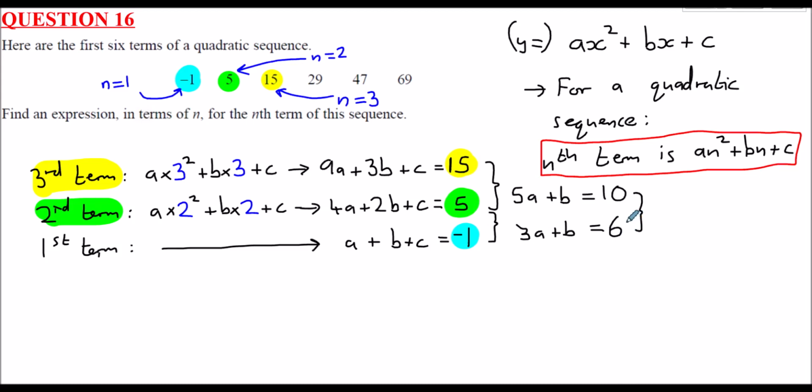Then I can go again, and the whole thing just cascades down and cancels. So again, this one take away that one. 5a take 3a gives me 2a. The b's cancel, and 10 take 6 gives me 4. So therefore, a equals 2.